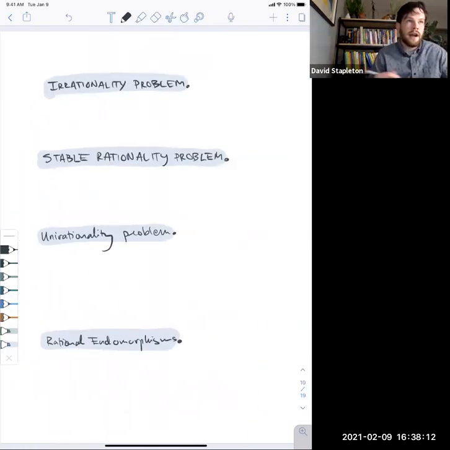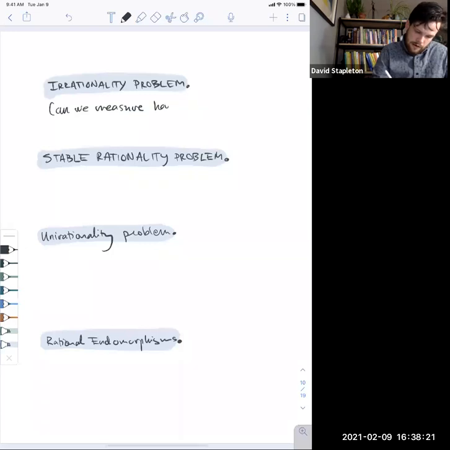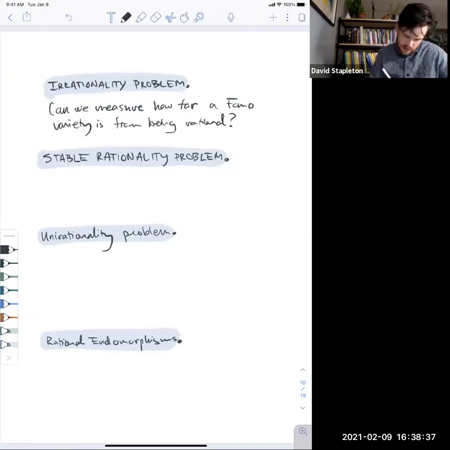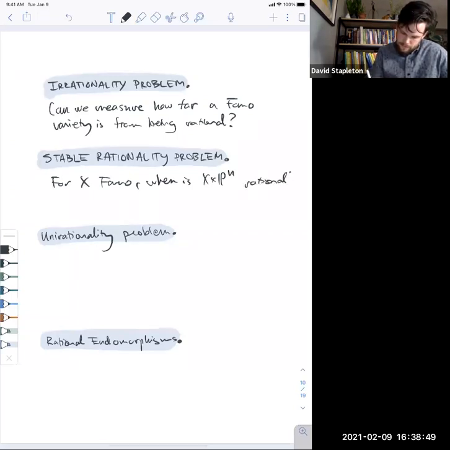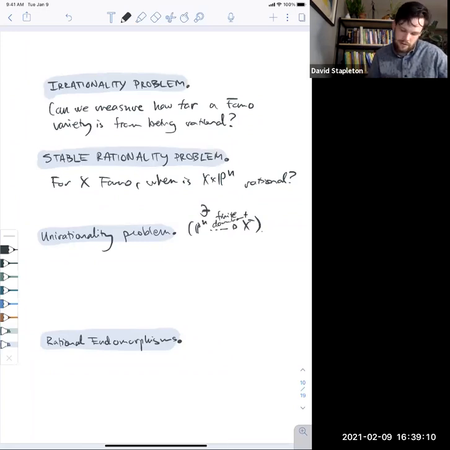Okay, so another thing we can ask about is the irrationality problem. So can we measure sort of how far a Fano variety is from being rational? The stable rationality problem says for X Fano, when is X cross P^n rational? And the unirationality problem says, so recall something is unirational if it can be rationally parameterized by a projective space. And so this is finite dominant. So there exists a finite dominant rational parameterization.